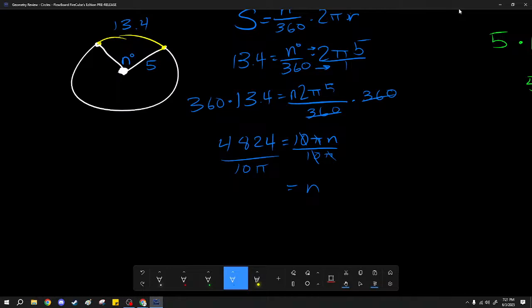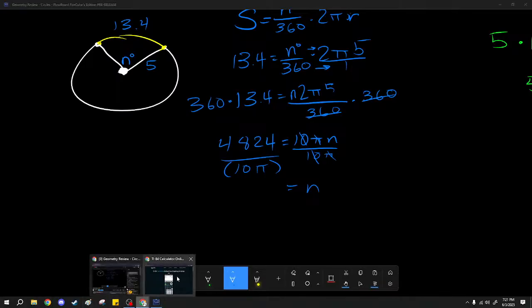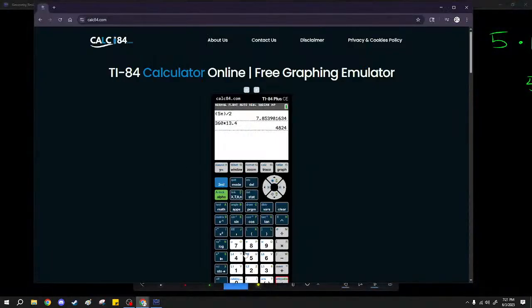You want to make sure that whenever you're punching this stuff into a calculator and you have a big denominator of your fraction, that it's in parentheses. Pi is 3.1415 something. Yeah, the something is a 9. You want to make sure the bottom is in parentheses or else it's going to mess up. I'll show you that. So 4824 divided by 10, and I'm not going to put the parentheses in. I'll show you. 10 pi.